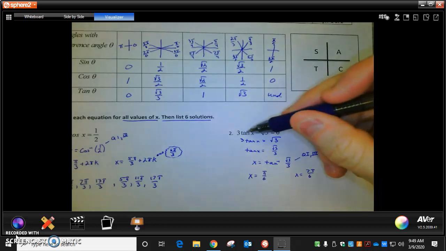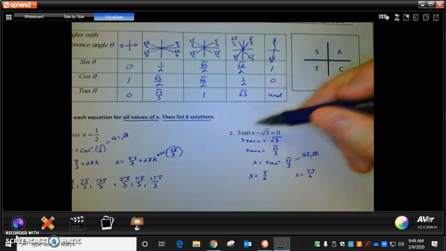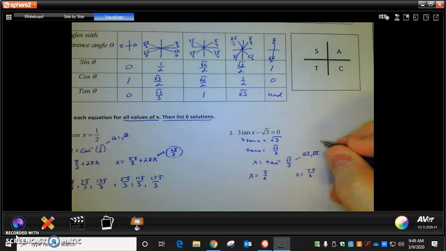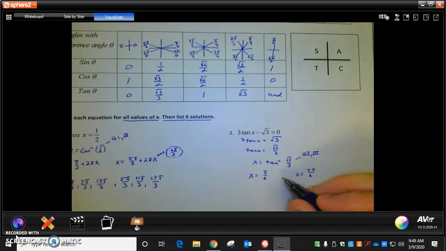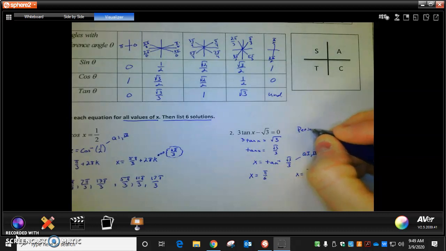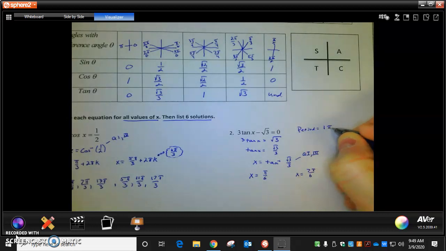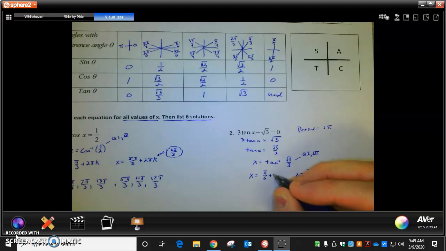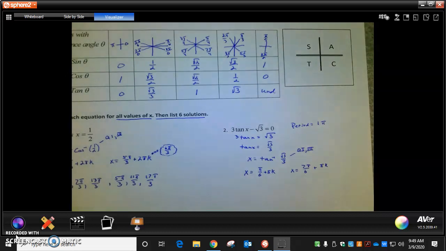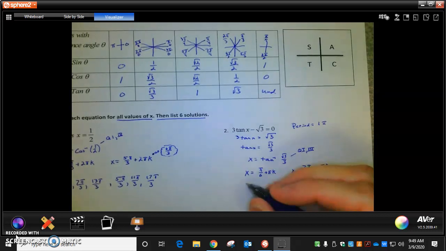Now, tangent is also periodic. These answers will repeat forever and ever. But if you remember from much earlier on when we were drawing tangent graphs, tangent has a period of 1 pi. Which means every time you add 1 multiple of pi to both of these angles, you're going to land on another angle that has that same solution.